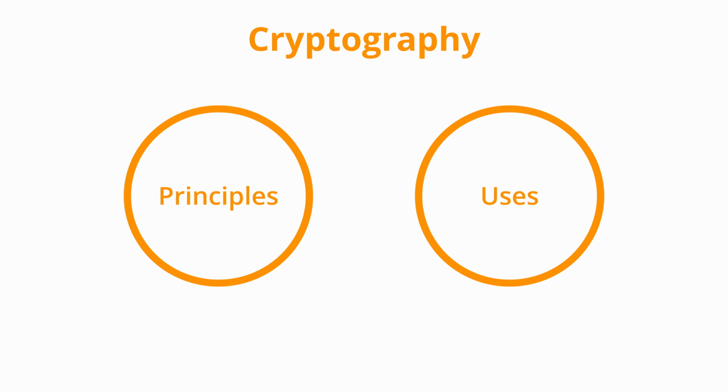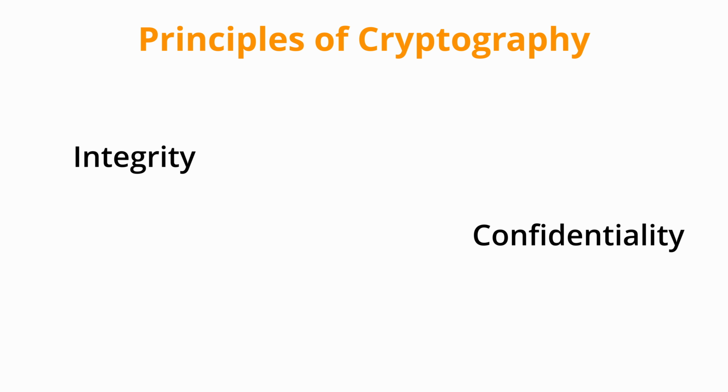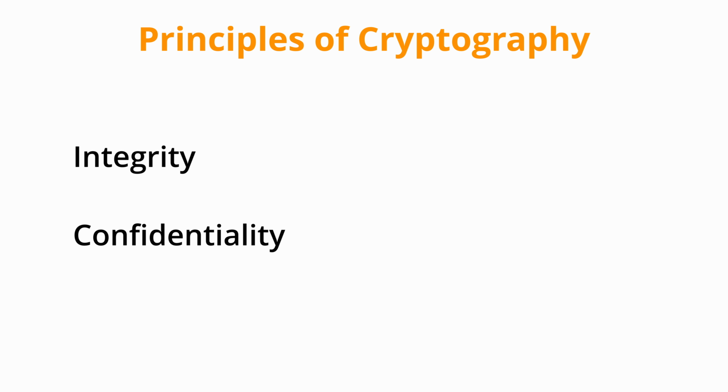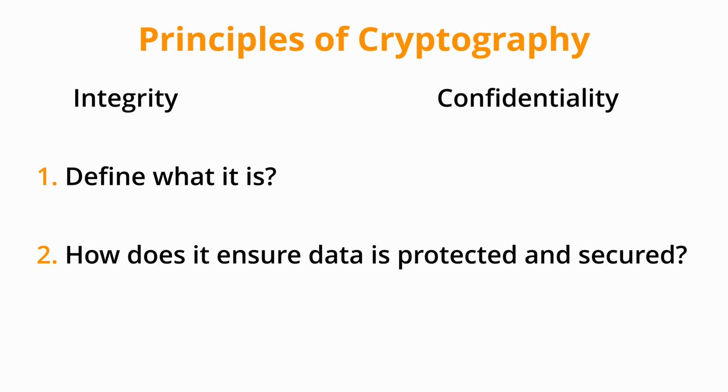To achieve P4, you need to know the principles and uses of cryptography, so let's talk about them. The principles are integrity and confidentiality. Be sure to write the following for each principle. Define what it is. How does it ensure data is protected and secured?